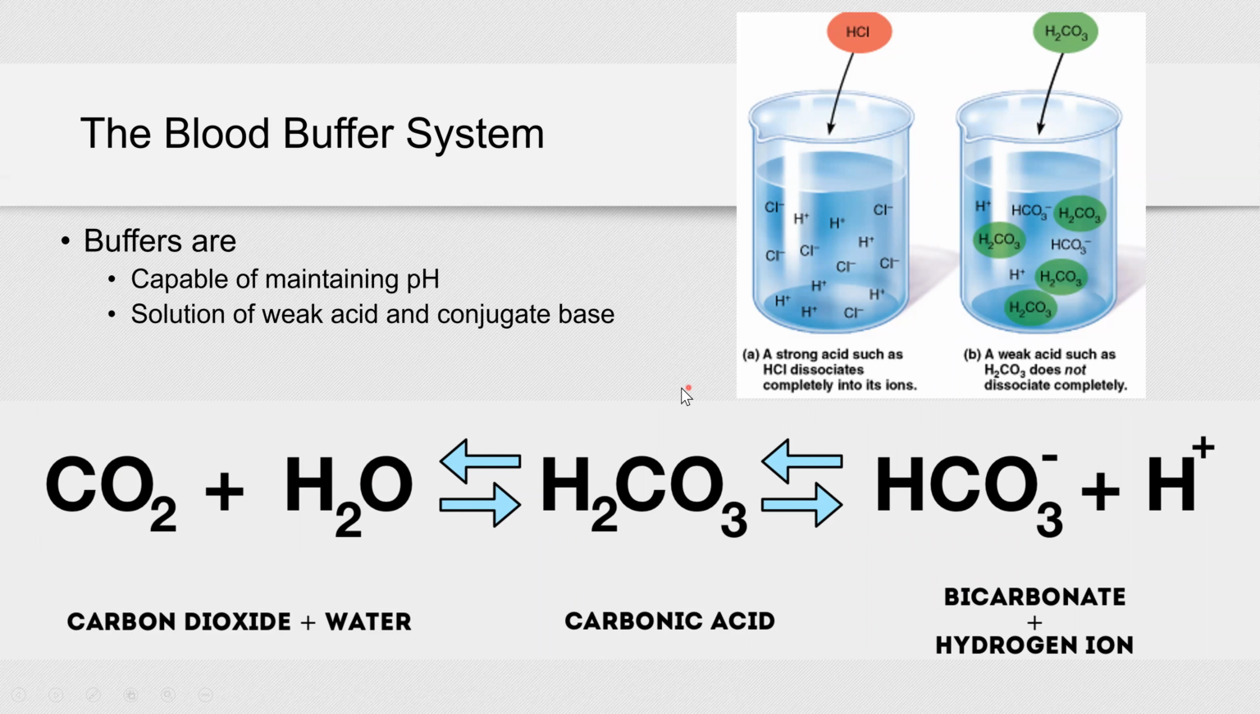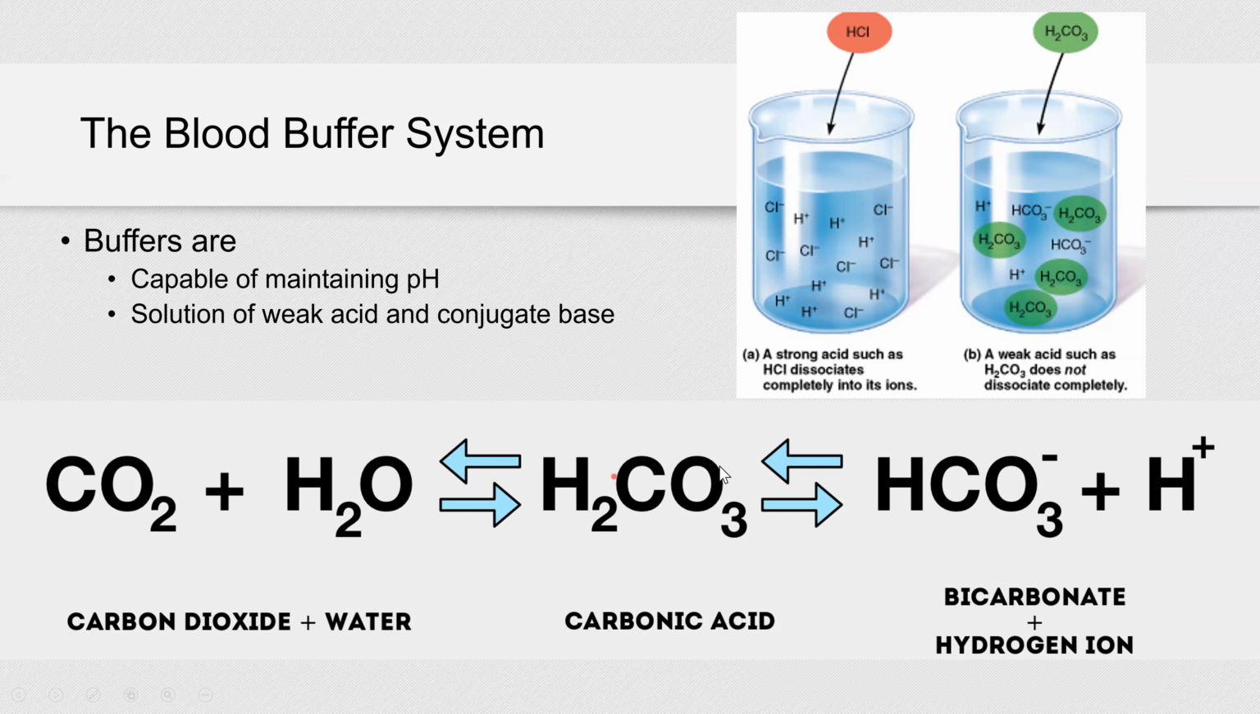It's pretty much explained in detail in all textbooks. And this is a buffer that is found in your blood, in the plasma, right? Now, what are buffers? Buffers are mixtures that are capable of maintaining your pH. Buffers are a solution of a weak acid and its conjugate base.